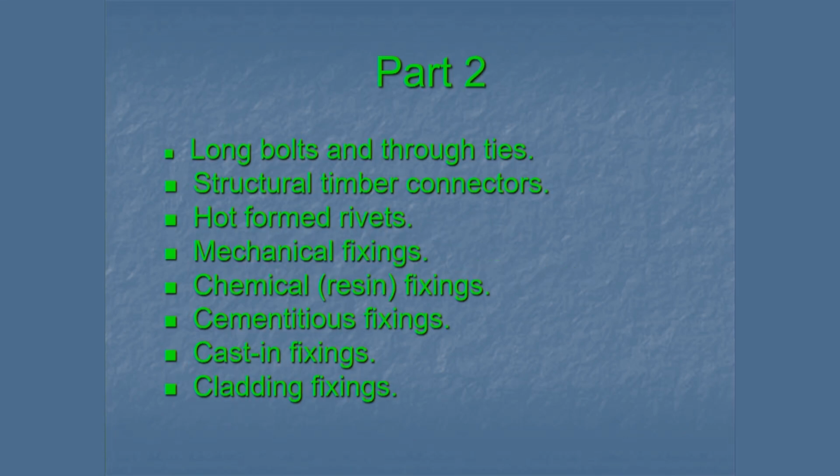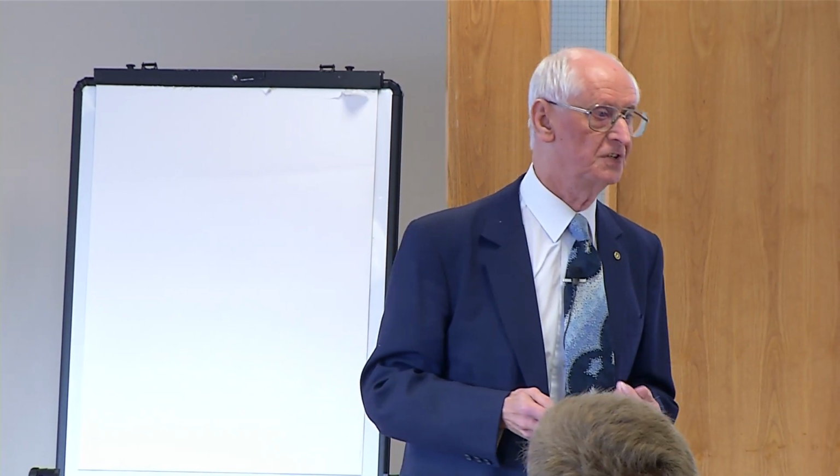Part 2 next time, I will carry on, just as a little taster, looking at long bolts and through ties. These are the ones that go right through a building from one side to the other. Structural timber connectors, which we use a lot of. Hot form rivets, mechanical fastenings, chemical resin fixings, cementitious fixings, cast-in fixings, ones which are very often abused.